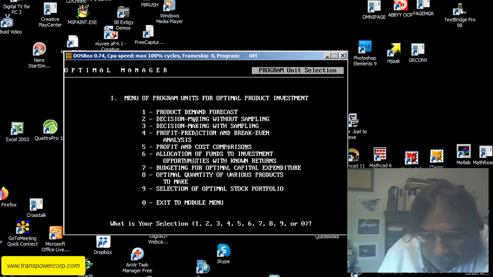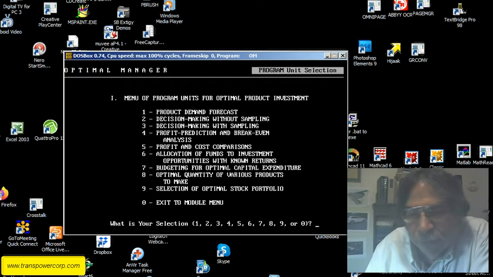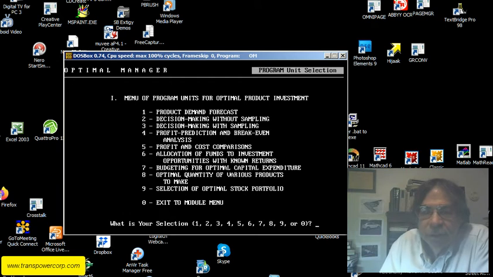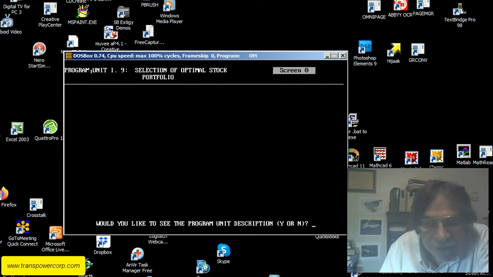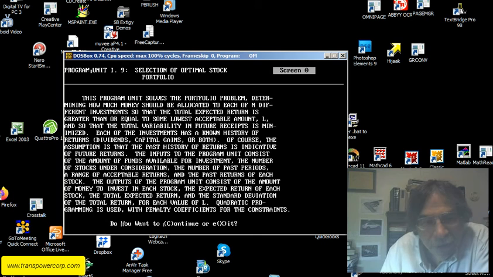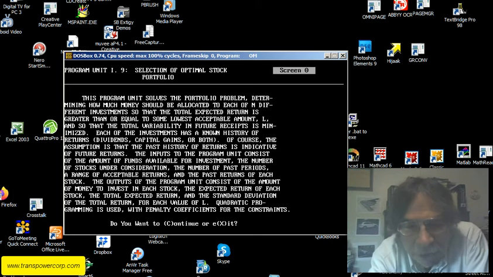The last one here is 9, selection of optimal stock portfolio. This is probably the most favorite program unit in the entire package. So I'm going to hit 9, enter. Would you like to see the program unit description? Yes, and I'll read this to you, so pay attention.